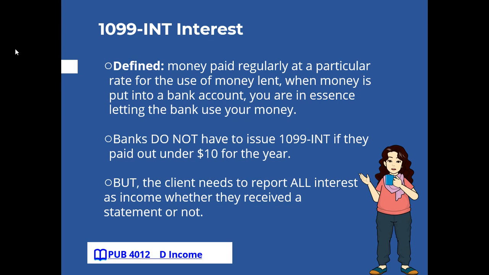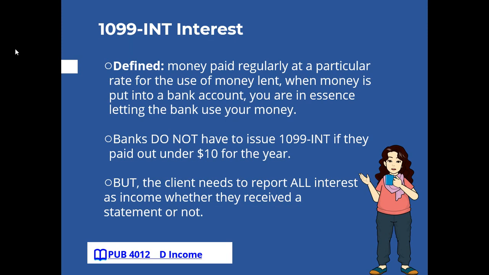Banks do not have to give you an interest statement unless you make more than $10. Now, if you make $2 or 80 cents or $4, you're still legally obligated to report it, because all income is taxable. In your book, Publication 4012, Section D is all about income, and on the very front of that section, it lists the different types of income there are.